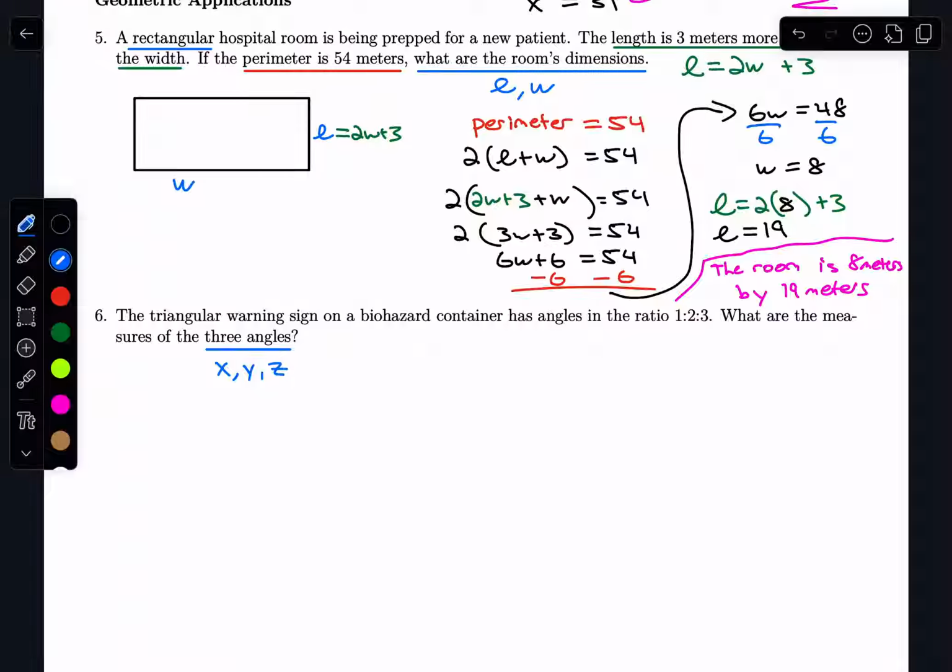So we want to figure out what this triangle is going to look like. I'm going to draw a triangle real quick, and label the angles as X, Y, and Z. Those are the 3 angles of my triangle. Now we need to make sense of this whole ratio 1 to 2 to 3 thing. This means that if the first angle is of size 1, so 1 degree, the second angle would be that times 2, so 2 degrees, and the third angle would be that times 3, so 3 degrees.